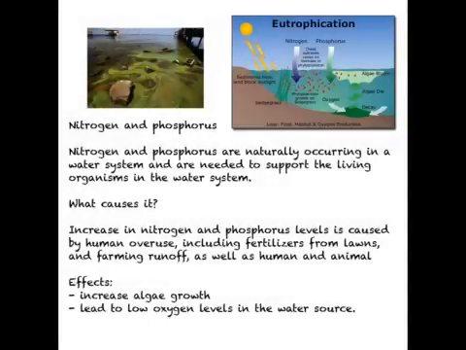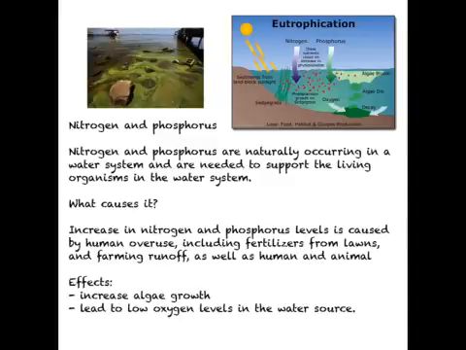Nitrogen and phosphorus levels in water is the final factor that determines the quality of water. Nitrogen and phosphorus are naturally occurring in water and are needed to support the living organisms in the water system. However, an overabundance of nitrogen and phosphorus can be dangerous to the water system.